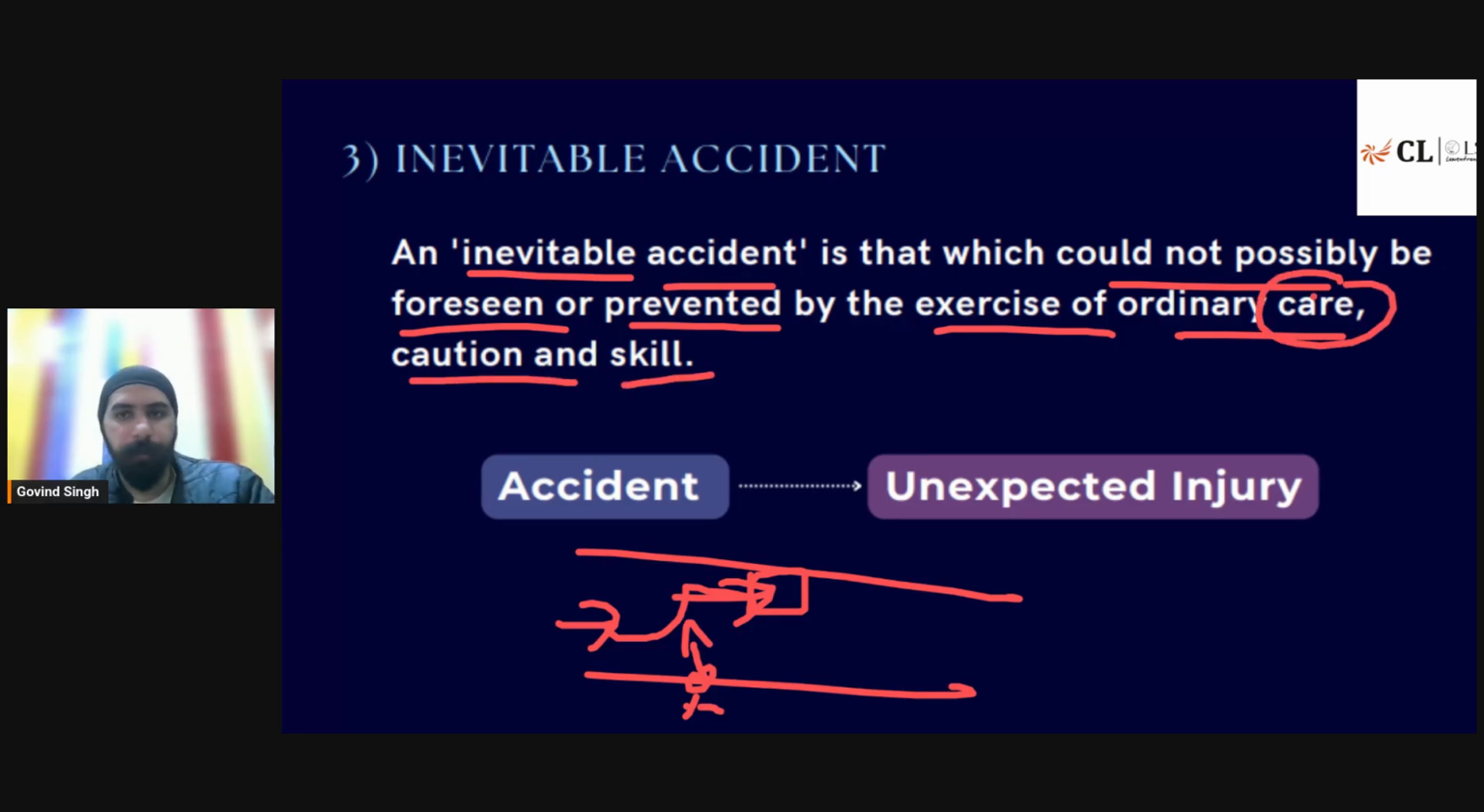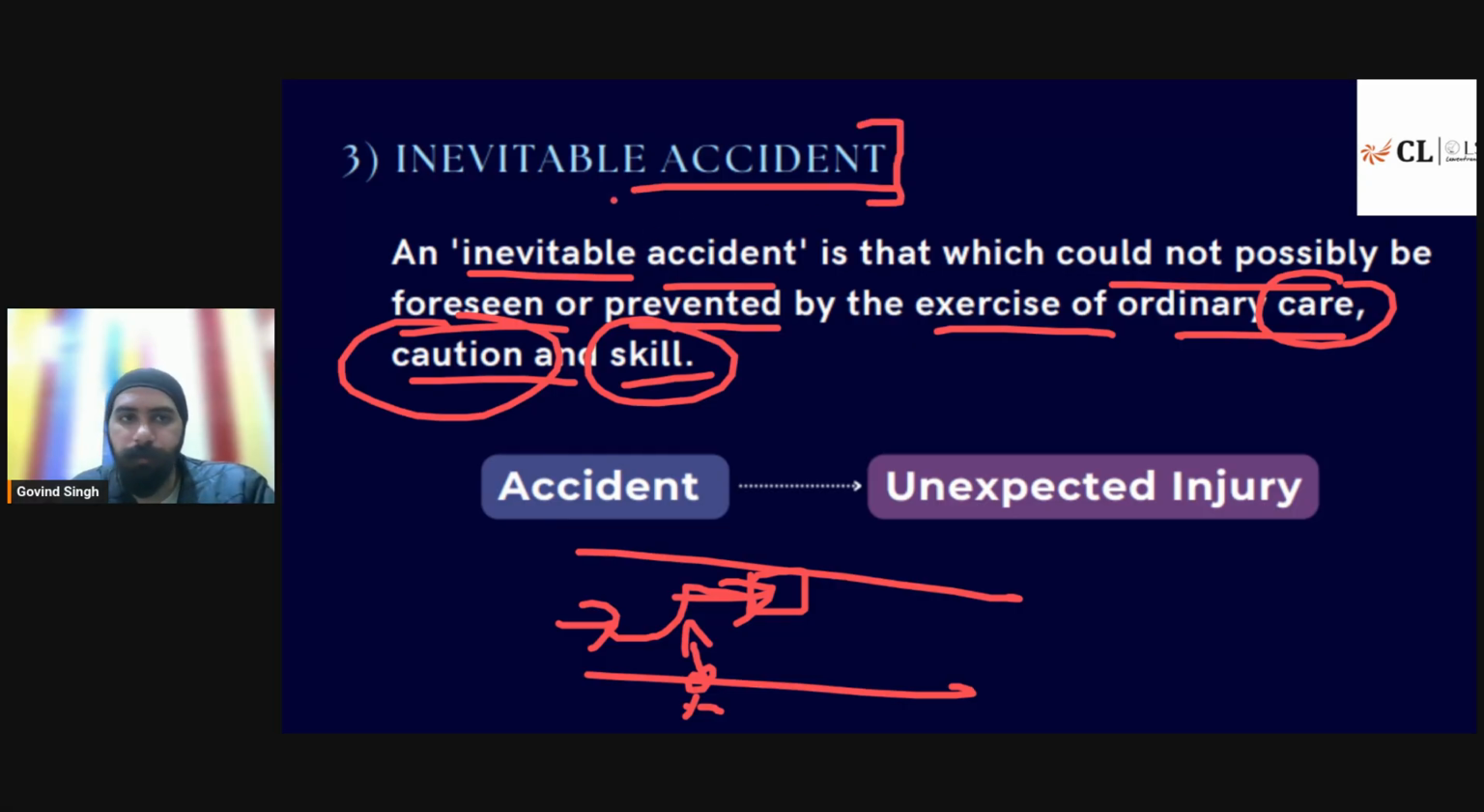So you did exercise ordinary care, your car's brakes were working, you were attentive, you were not overspeeding, you were cautious to prevent hitting the child, and you used your skill in the best manner you could, but it still resulted in an accident which was inevitable. So this is how you would escape liability. You would not be liable to pay damages to this particular car.